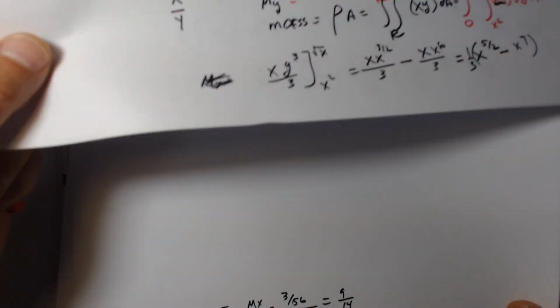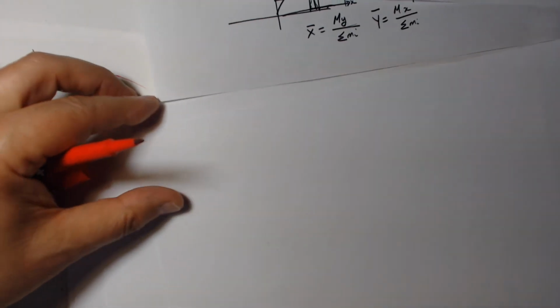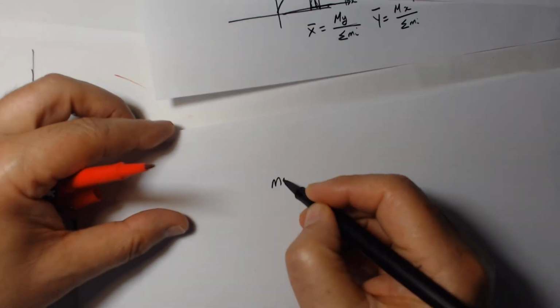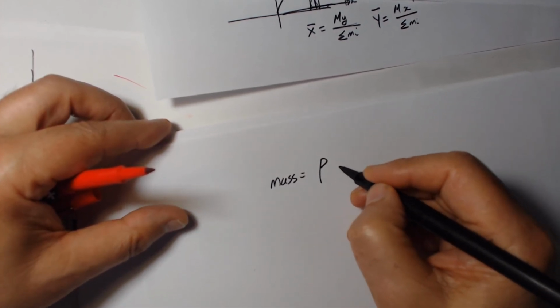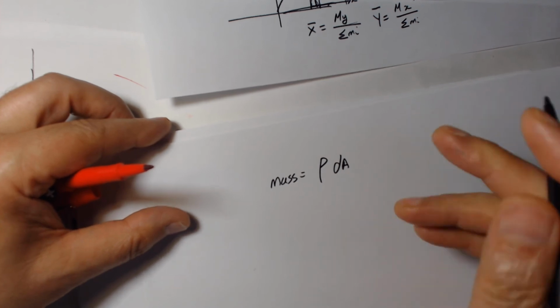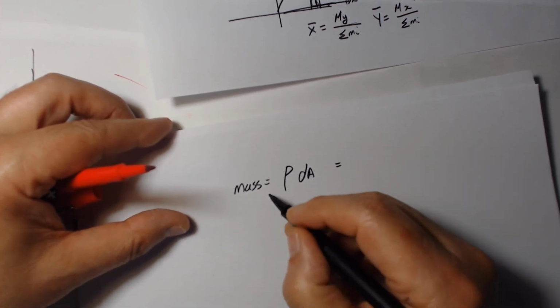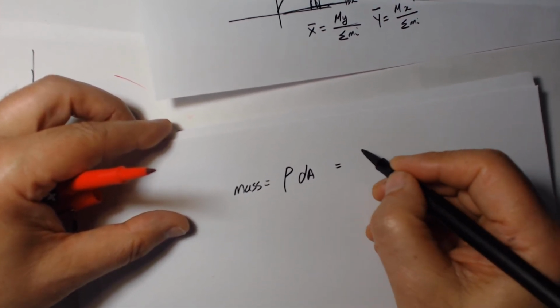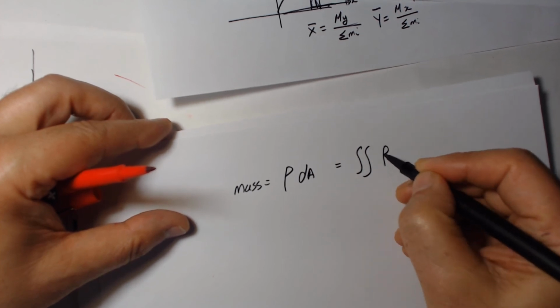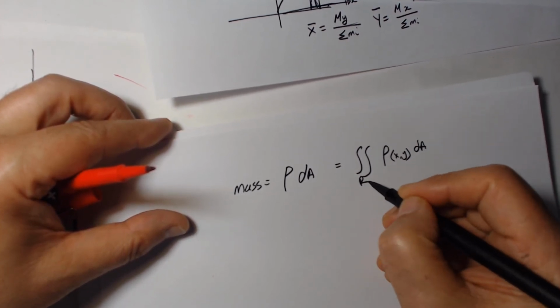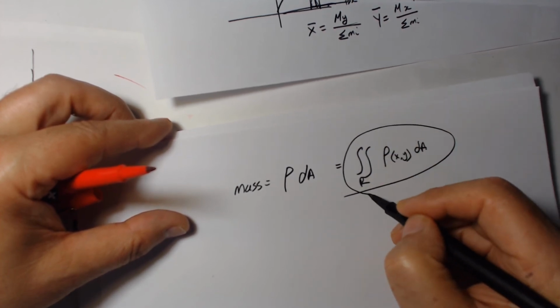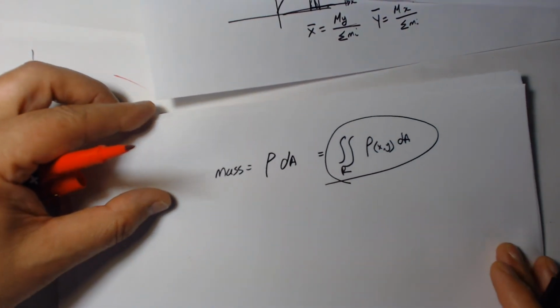But you know how to find two things today. Number one, you know what mass is. Mass is rho times the change in area. Therefore, if you want to find your mass, you always have to take your density as a function of x and y over the region. You got the mass. You know what the x bar and y bar are.